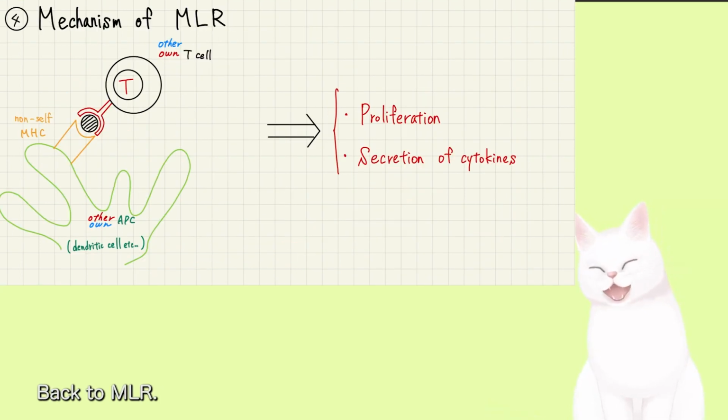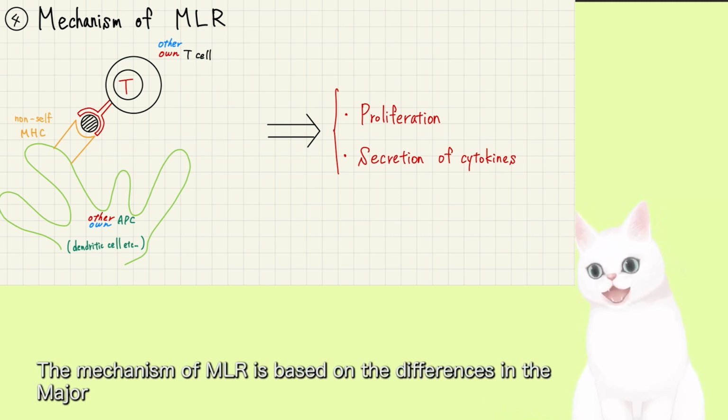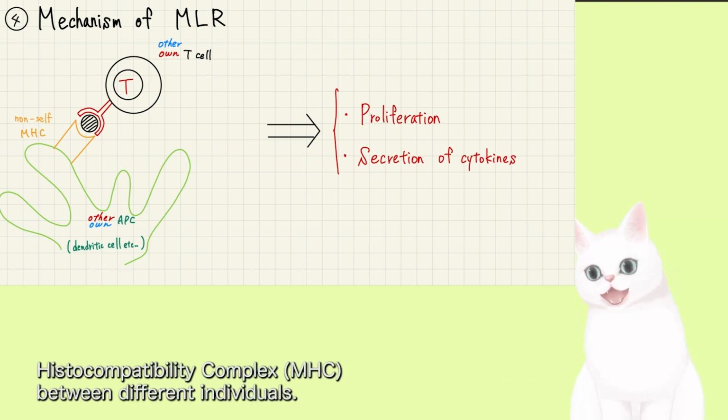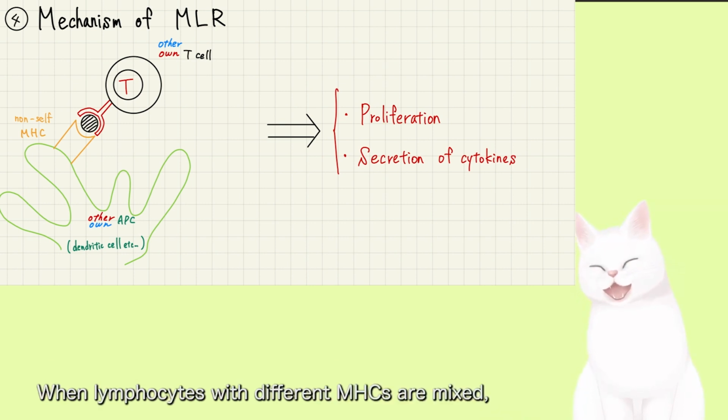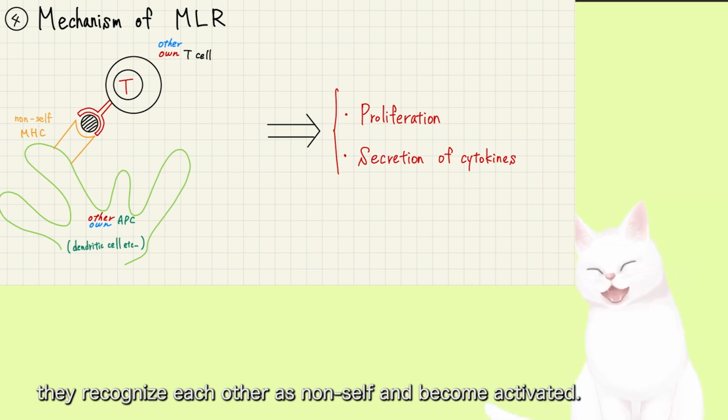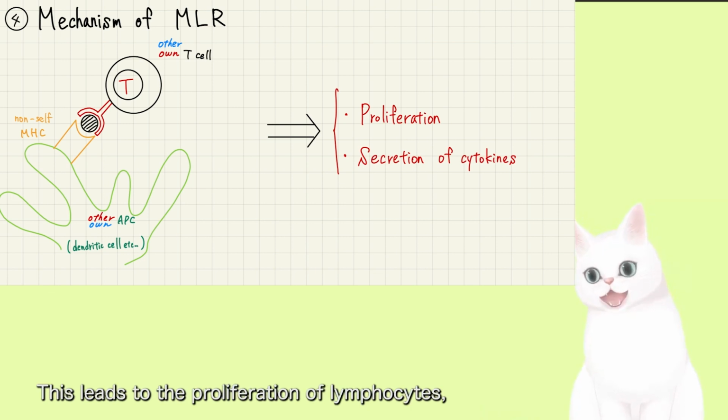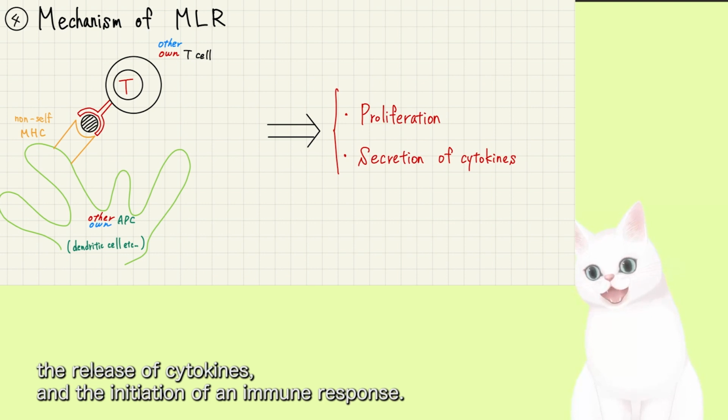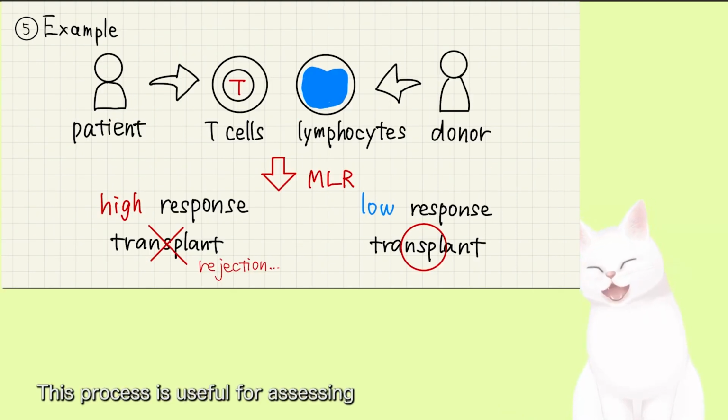Back to MLR. The mechanism of MLR is based on the differences in the major histocompatibility complex, MHC, between different individuals. When lymphocytes with different MHCs are mixed, they recognize each other as non-self and become activated. This leads to the proliferation of lymphocytes, the release of cytokines, and the initiation of an immune response. This process is useful for assessing the likelihood of transplant rejection by the host.